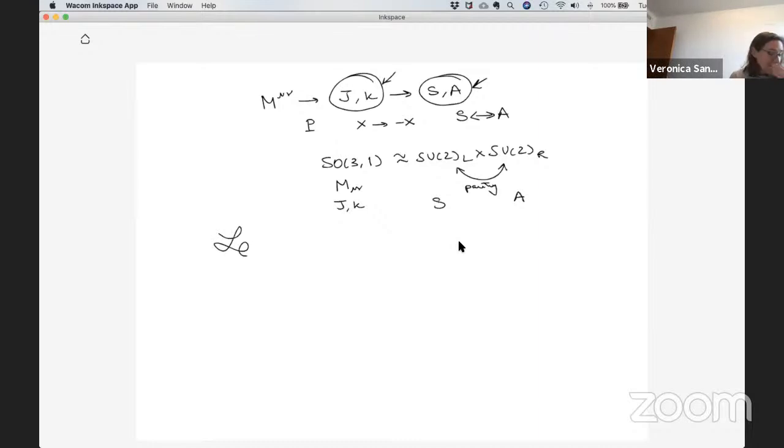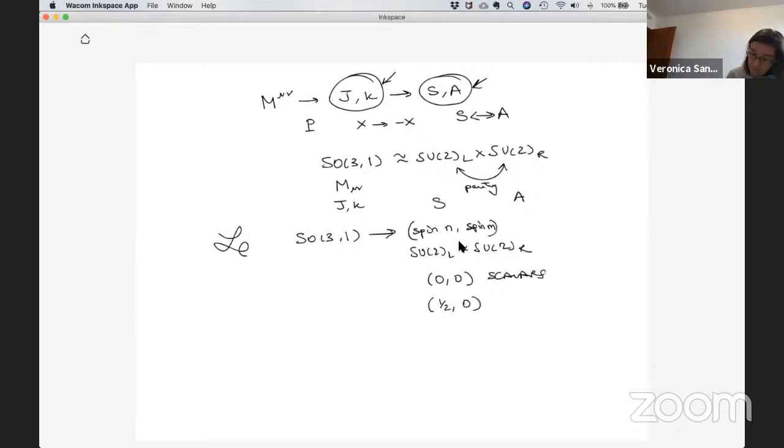So now, whenever I want to write a Lagrangian that is invariant under SO(3,1), I can write a Lagrangian in terms of the SU(2) cross SU(2), under some representation of a spin n and a spin m. If we do this kind of parameterization, we can write objects that are (0,0). So they do not transform under SU(2). They do not have a spin. They are scalars. Or we can write something that is (1/2, 0), or (0, 1/2).